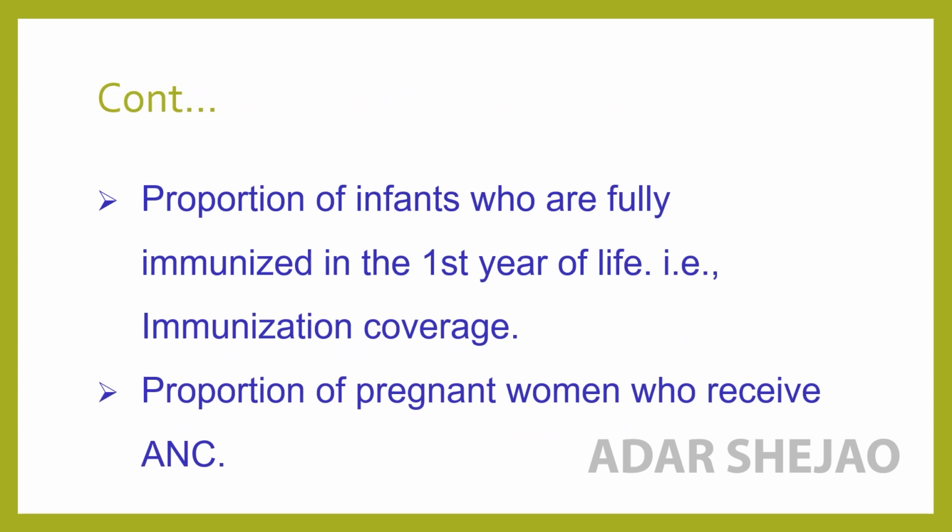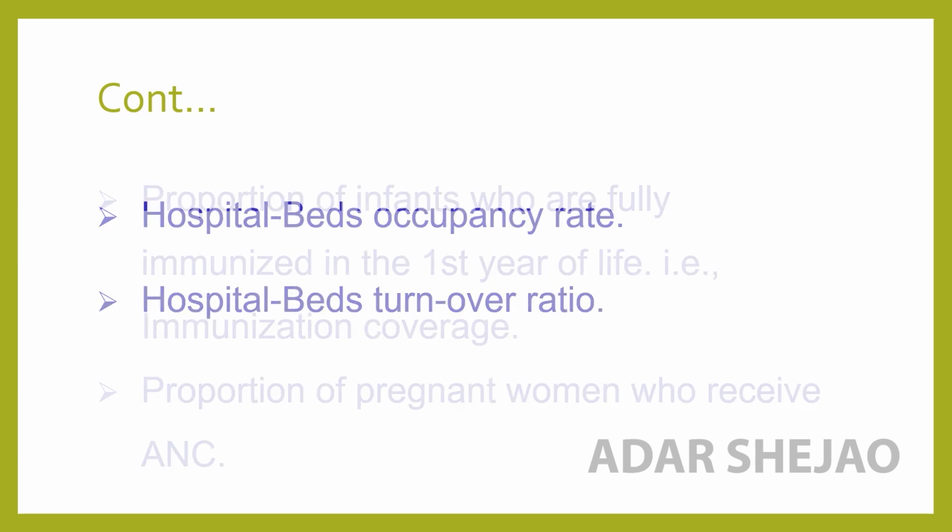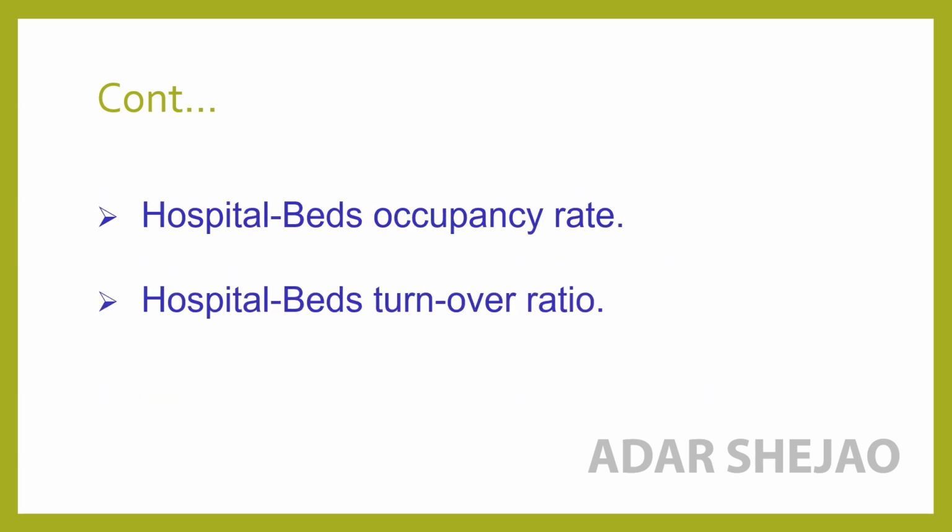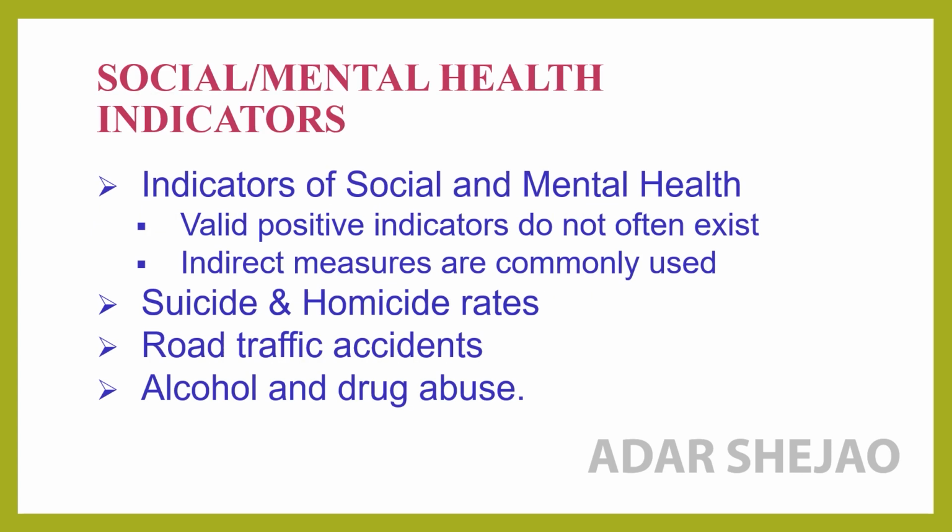Proportion of infants who are fully immunized in the first year of life, i.e., immunization coverage. Proportion of pregnant women who receive ANC. Hospital beds occupancy rate. Hospital beds turnover ratio. Social/mental health indicators. Indicators of social and mental health. Valid positive indicators do not often exist. Indirect measures are commonly used. Suicide and homicide rates. Road traffic accidents.